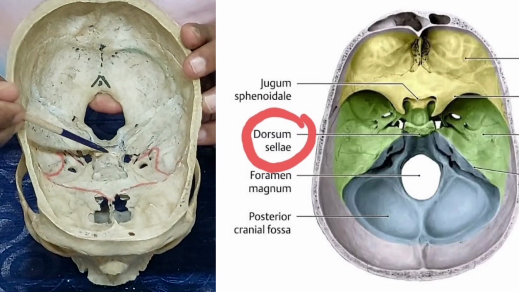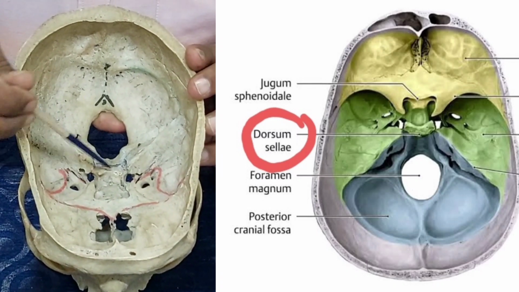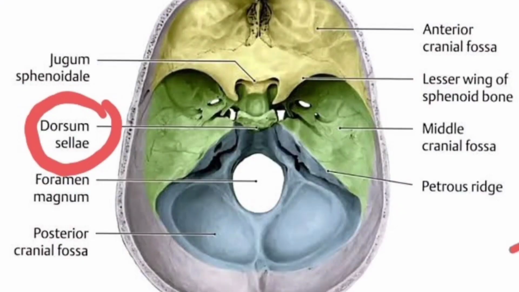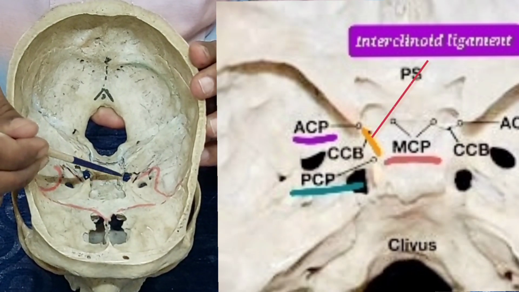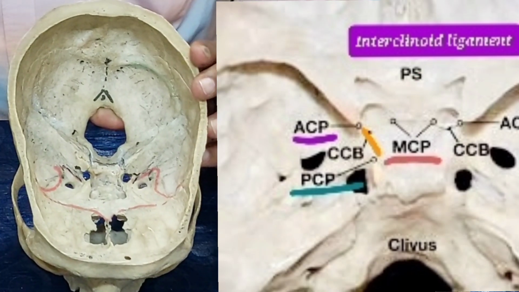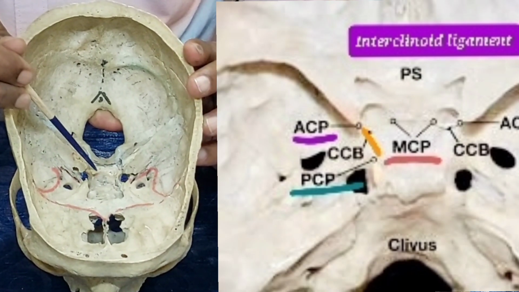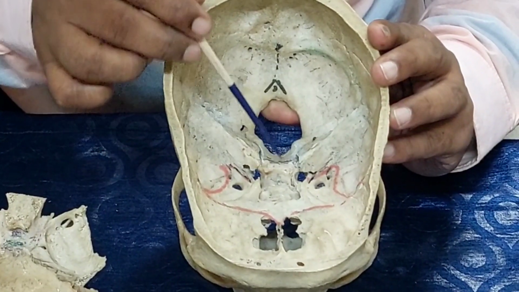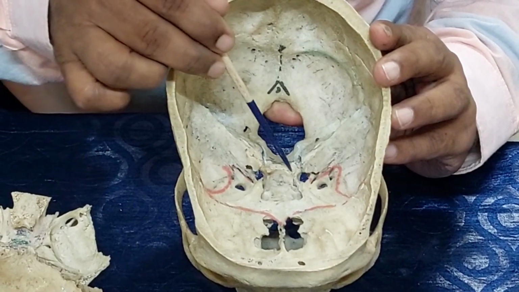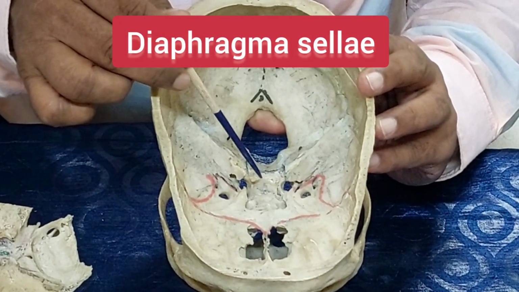Posterior to the pituitary fossa, this flat surface, this plate of bone is called the dorsum sellae. The dorsum sellae is a square-shaped plate of bone which projects upwards and laterally as the posterior clinoid process. This posterior clinoid process connects with the anterior clinoid process by the interclinoid ligament. And here is the attachment of the attached margin of the tentorium cerebelli. The upper margin of the dorsum sellae provides the posterior attachment of the diaphragma sellae.